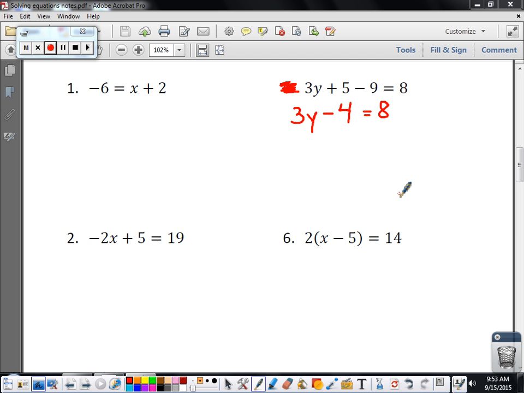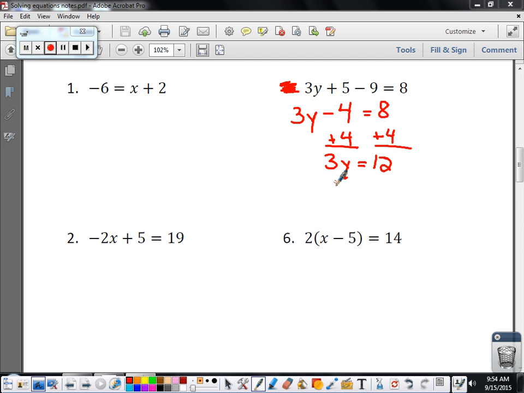Do I get rid of the 3 next or the negative 4? How do I do that? I add 4 because I want to get to 0. I add 4. So I do plus 4, put the line, plus 4, put the line, bring down the 3y. 8 plus 4 is 12. Yes? Now what?